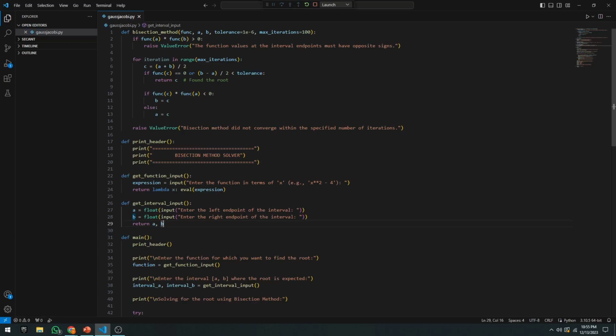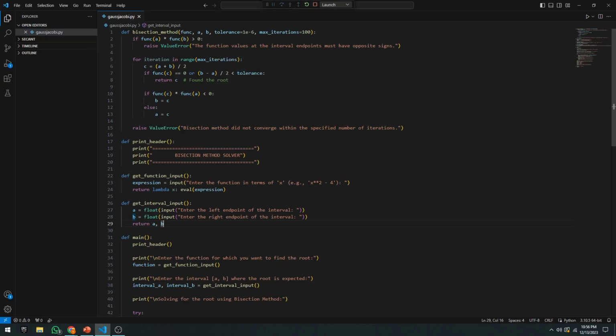So to find the root, we use a formula where we use c as a variable. That c will be our root. c equals a plus b divided by 2. So we'll use an if condition where if function c is equal to 0, or let's say b minus a divided by 2 is less than tolerance, then it will return c, which will be our root.